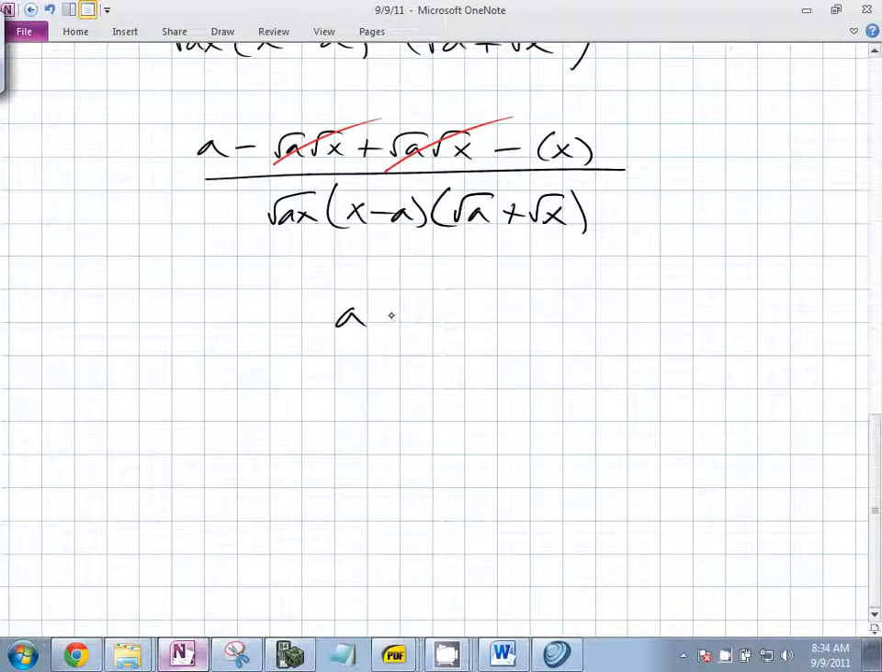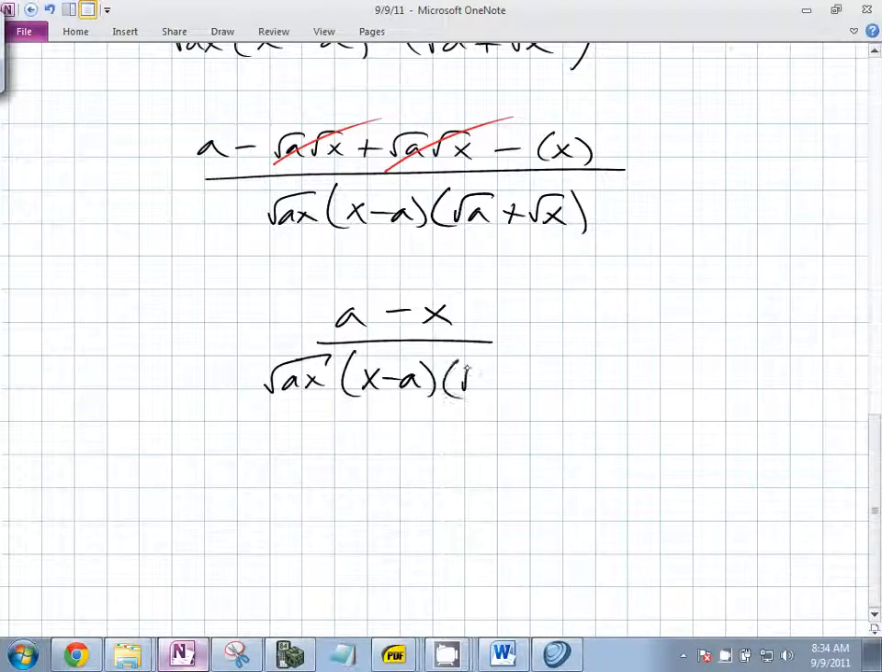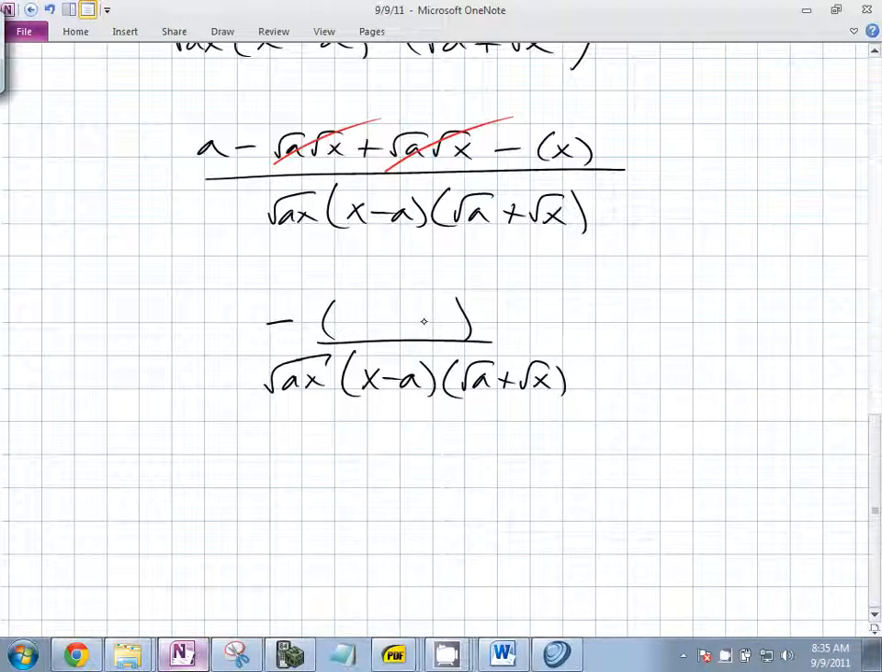A minus x. Well, it's the wrong minus sign. I see what you're doing. Over root ax times x minus a times root a plus root x. Are we so close? It hurts. Very much so. So we can make it a plus, but then what do we put out front? A negative. Should I be careful? Yes. So if I factor this out, if I make it a negative, it turns into what? X minus a.